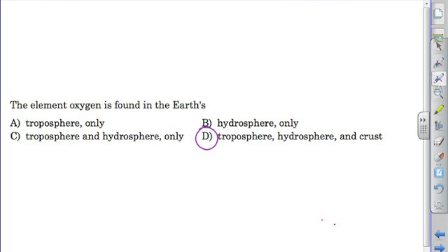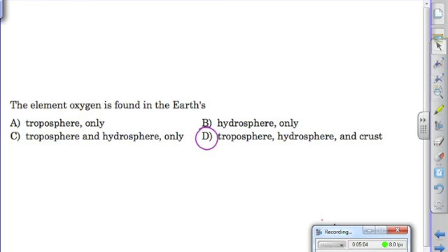I hope you found this helpful and a good refresher on how to read this chart off the front cover of the reference table. Thank you.